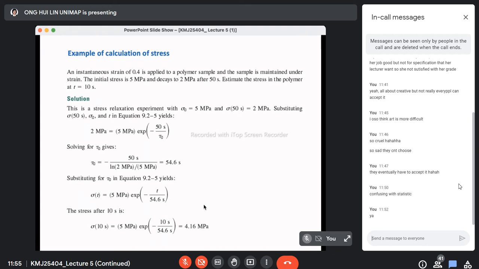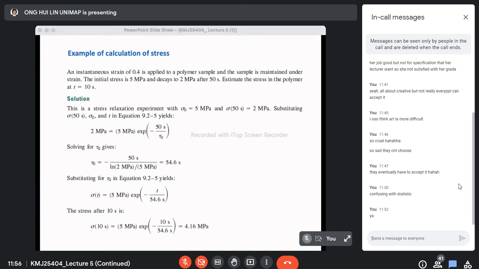Done. So what is your answer for this modulus? The modulus equation is stress versus strain, right? But it's the initial strain. So what you can do, you have to use this.